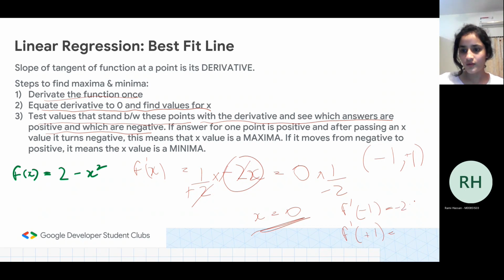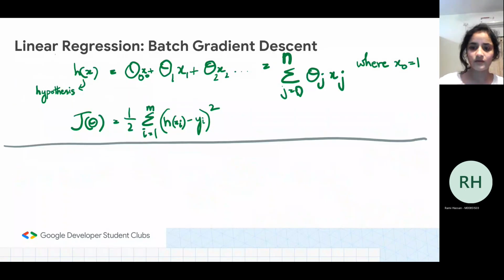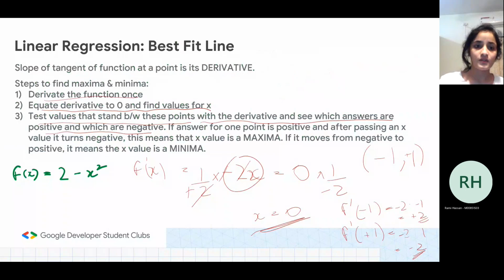Minus 2 into minus 1, which is equal to plus 2. Same thing with plus 1: minus 2 into plus 1 is going to give us minus 2. So we've gotten two values, plus 2 and minus 2. Next, it says see which are positive and which are negative. So one is positive, one is negative.